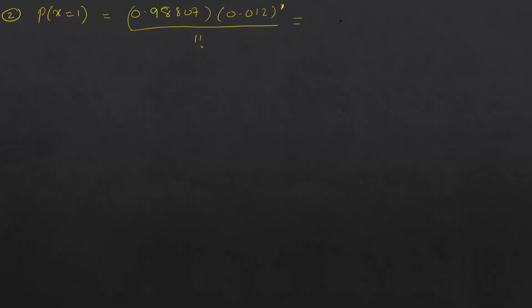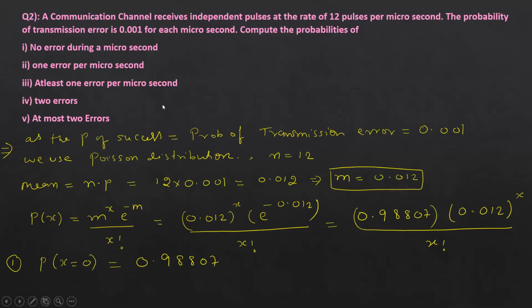I have calculated this, I think, into 0.012, 0.0118 I'm getting. Okay, so 0.0118568. This is the value I'm getting. Just check it out. Now third, what is the third question?